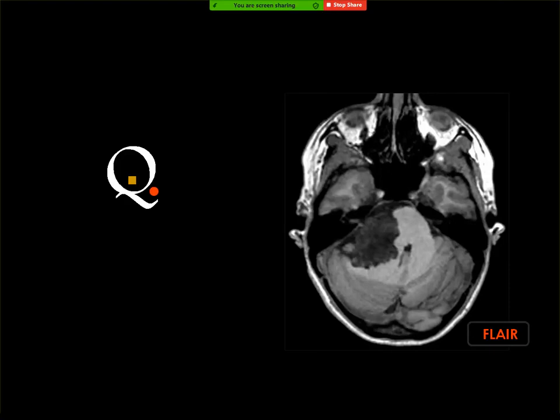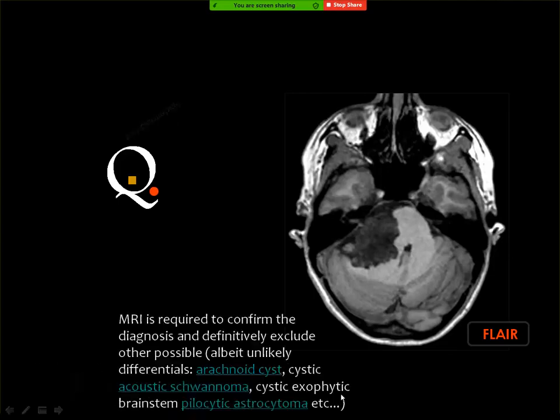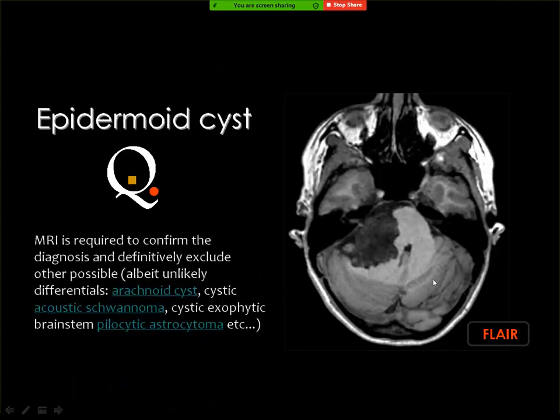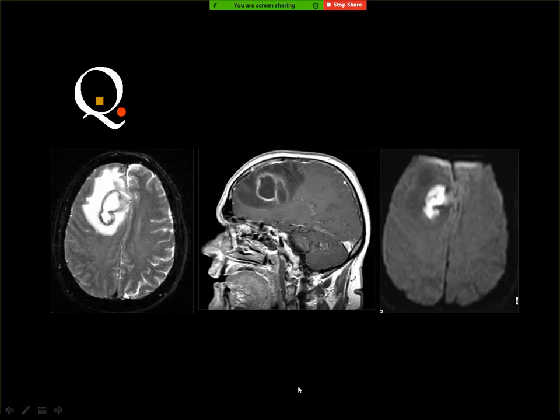This is a right cerebellopontine angle lesion. It shows iso-intensity in FLAIR, lobulated margin. Yes, we should compare with diffusion. This is epidermoid in the cerebellopontine angle. Yes, it is epidermoid because, number one, its signal is not the signal of CSF. Number two, it has a lobulated outline, and this is one of the best criteria for the epidermoid cyst.